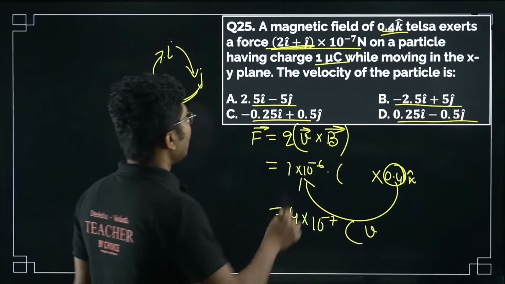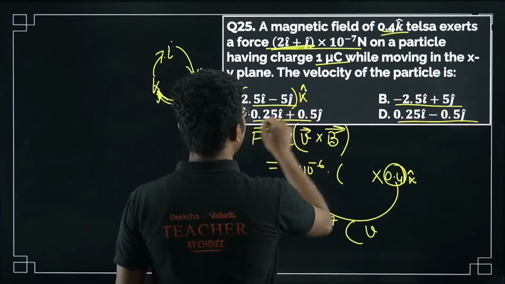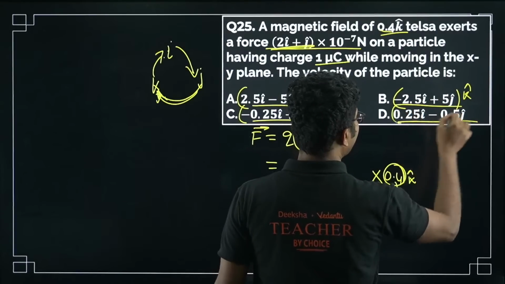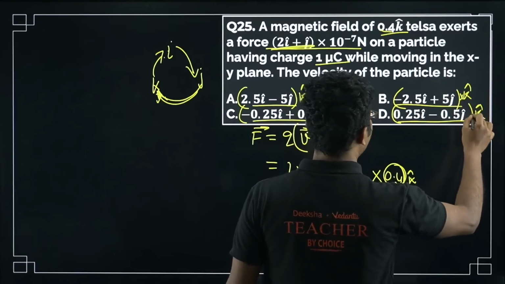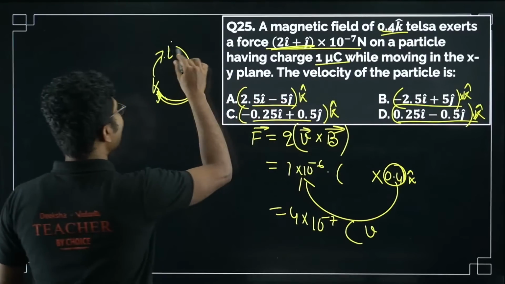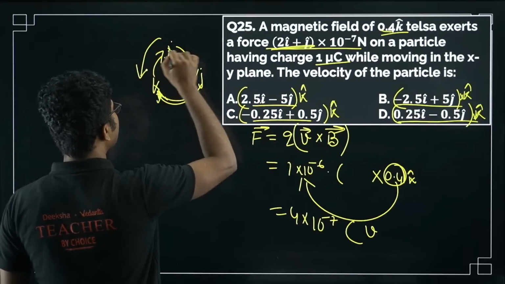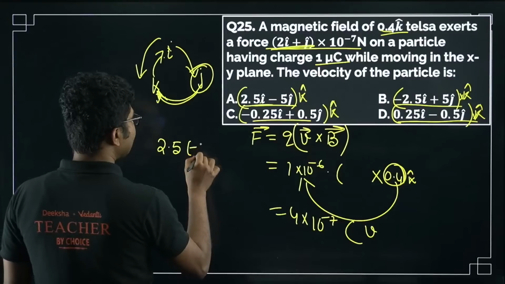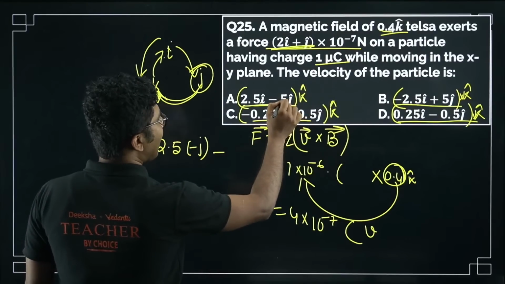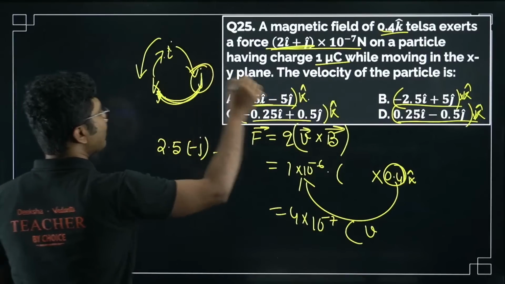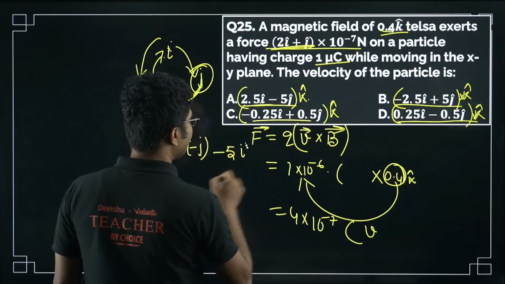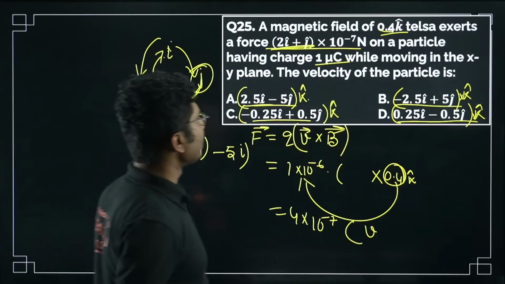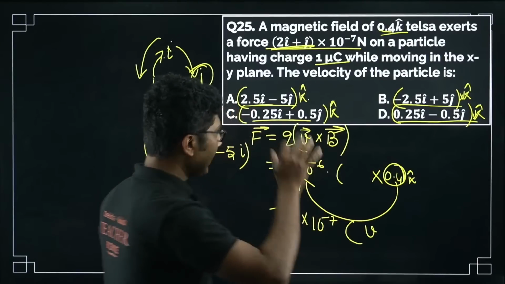Now let's see. We will multiply k cap with each of them, cross product. So i cross k means we are going in the opposite direction, that means it will be minus j. So 2.5 times minus j, and j cross k is plus i, so minus 5i. Now this is not the value you are looking for. Definitely both of them are negative, so this is not possible. There is no negative sign over here, right?